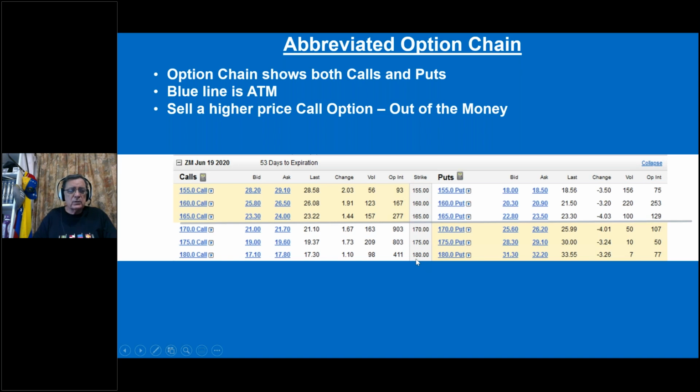And we're talking about calls because we want money to come in. We want to sell it at a higher price. You'll see here the word bid and the word ask, which basically means when I sell, bid is a selling price and ask is what you're going to pay.